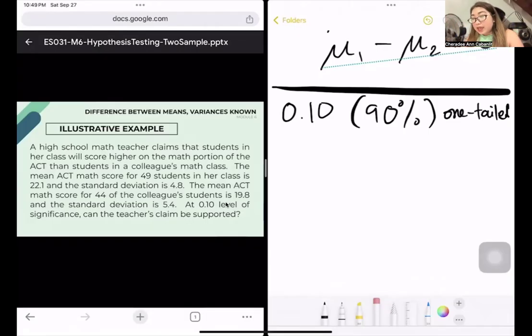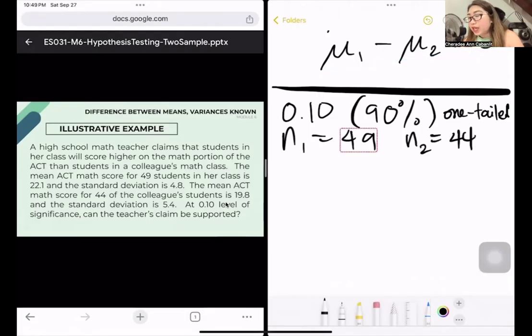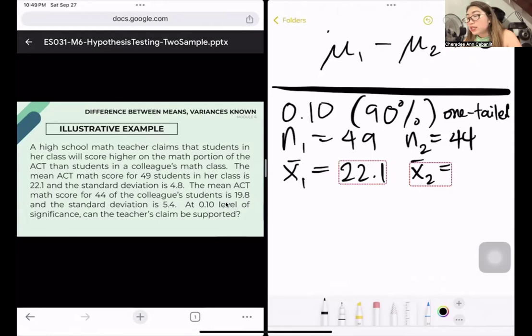If that's the case, you now write all the given values. You write the sample sizes: n1 is 49 students and n2 is 44 students. And then the mean of the first population is 22.1, while x bar of the second population is 19.8.